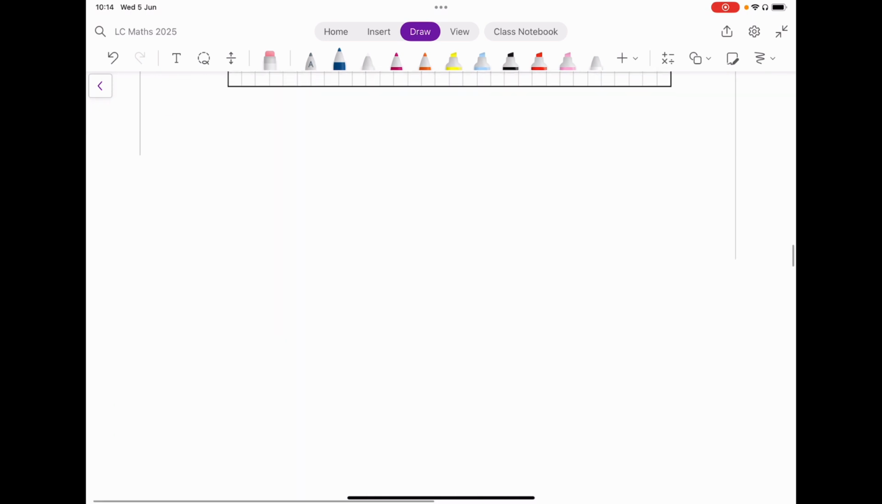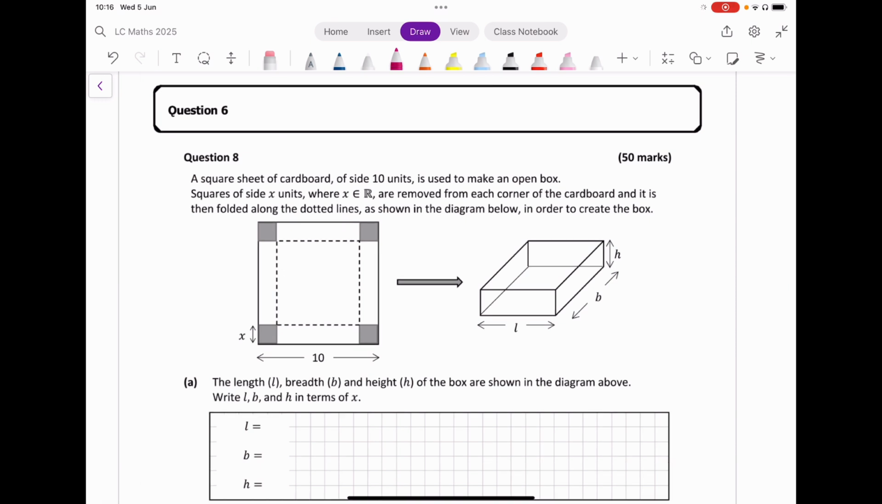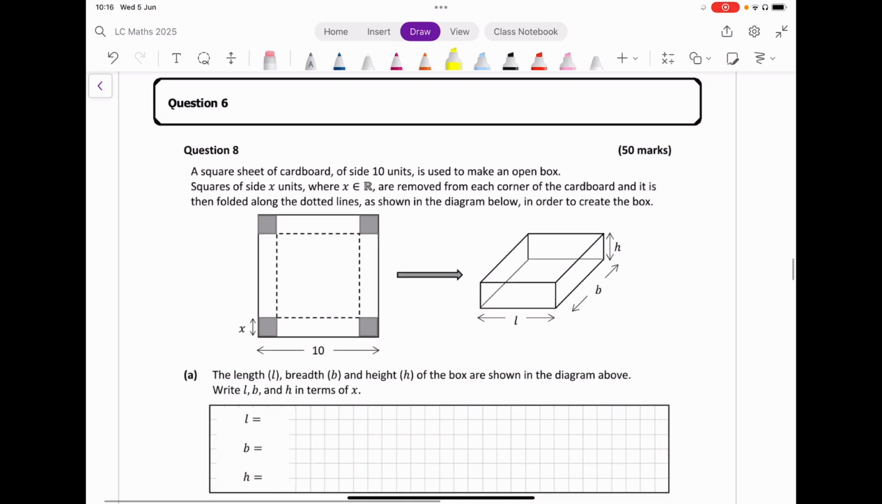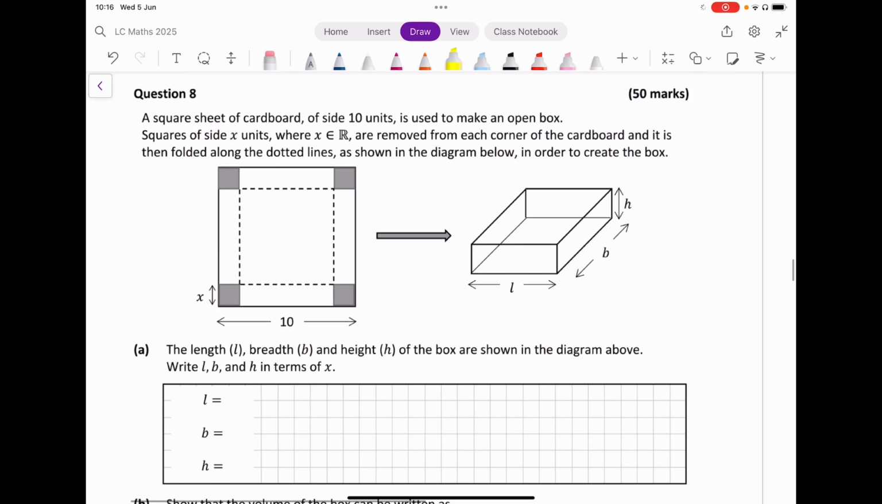Okay, so question 6 here now. We're looking at a bit of area and volume, and it's saying a square sheet of cardboard of side units 10. Okay, so we've got side units of 10, just meaning that it looks like this. It's square, so we know that this is also 10. Okay, is used to make an open box that we see there. The squares of side units x, so because they're squares, we know that that's x as well. So these are all x. Okay, were removed and it was folded along the dotted lines to make that open box.